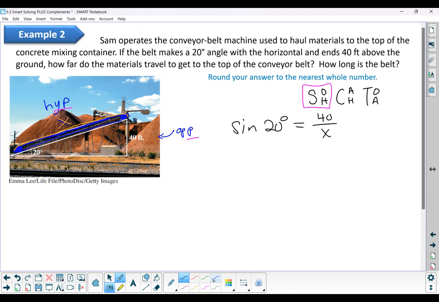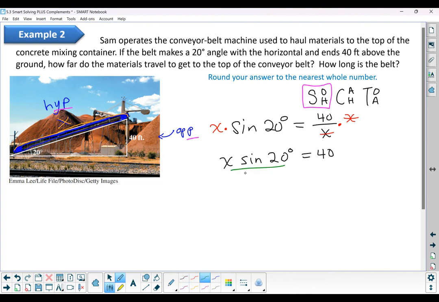So this is the situation that's always a little bit more challenging for students to solve. We want to clear the denominator here, so we're going to multiply both sides by x. We're really always multiplying by what's in the denominator. On the right side, those two x's cancel each other out. So we have x multiplied by the sine of 20 degrees is equal to 40.